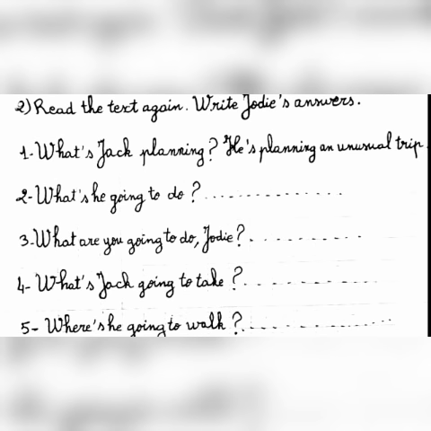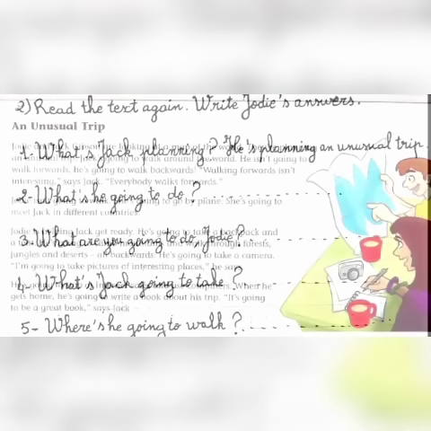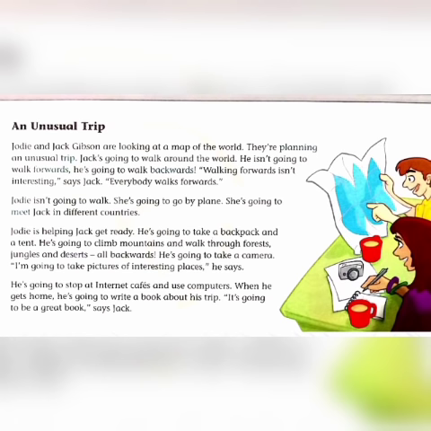Then you have question 3. What are you going to do, Judy? So here, imagine that Judy is the one who's going to answer. It's not here. What she's going to say? She's going to say, I'm going. Then you finish the answer. So let's take a look, where are we going to find the answer? So here you have, for Judy, Judy isn't going to walk. She's going to go by plane. She's going to meet Jack in different countries. So in the second paragraph, you're going to find the answer.